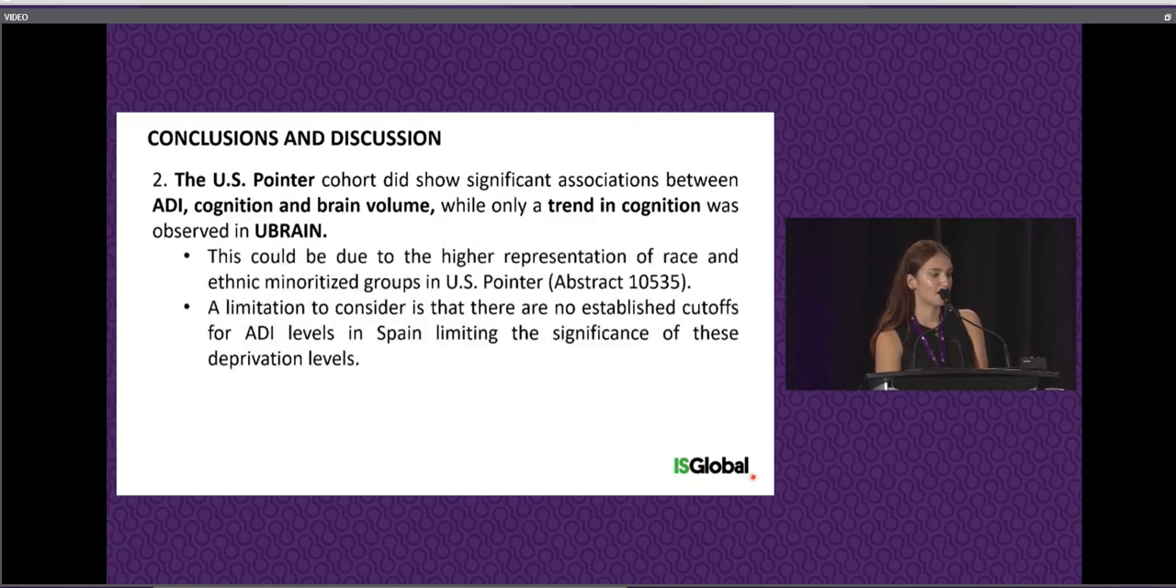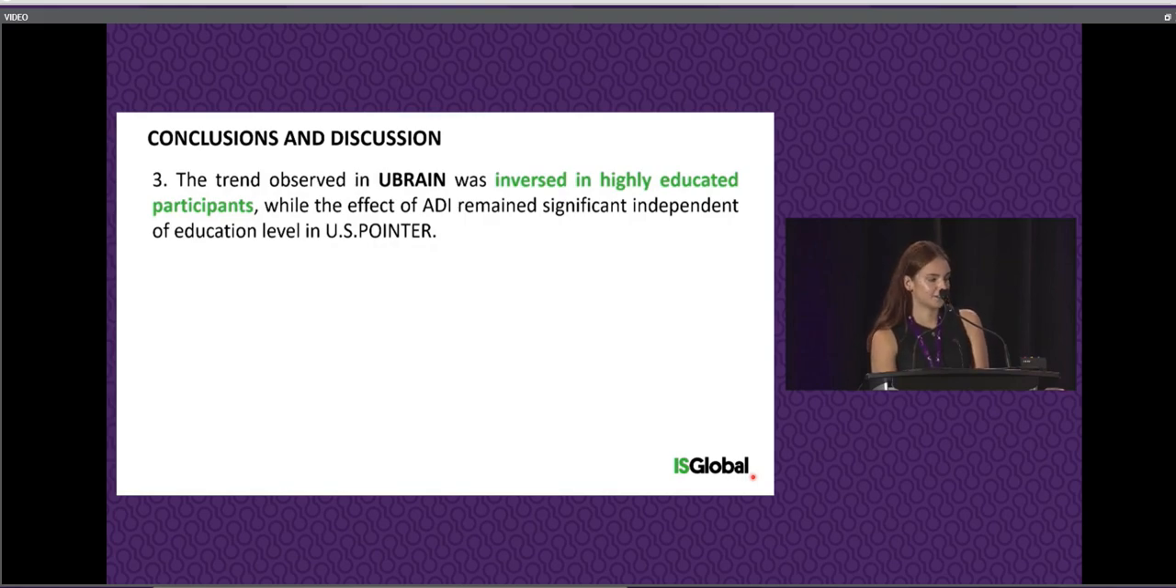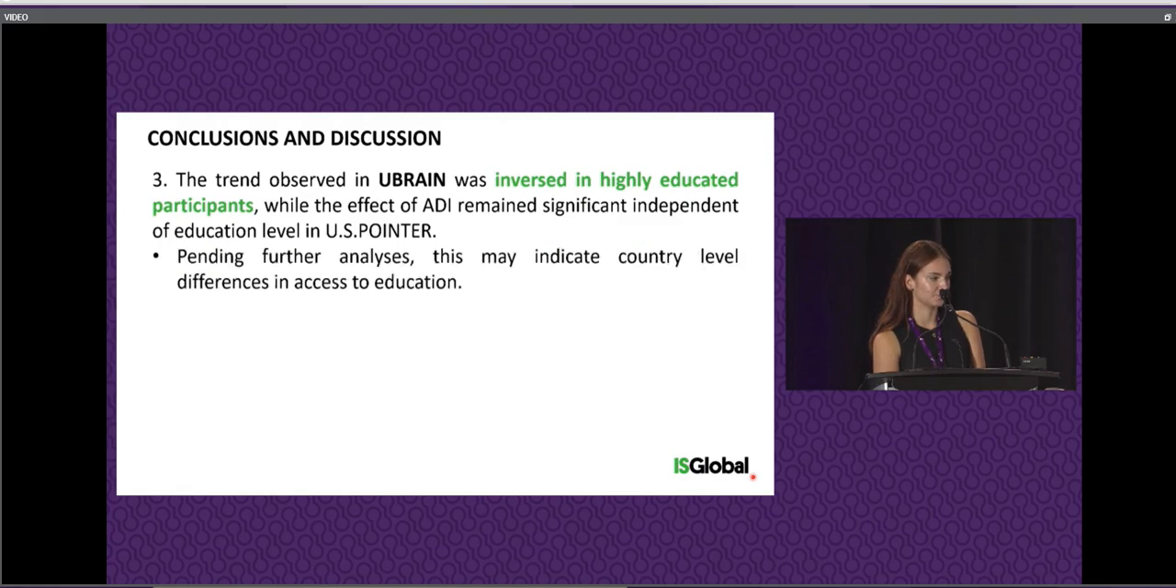This could be due to higher representation of race and ethnic minoritized groups in US POINTER, as we have seen in our other works that race and ethnicity really does matter. And the limitation to consider is that there are no established cutoffs for ADI levels in Spain, limiting the significance of these deprivation levels. Third, the trend observed in NEW BRAIN was inversed in highly educated participants, while the effects of ADI remain significant independently of education in US POINTER. Pending further analysis, this may indicate country-level differences in access to education.